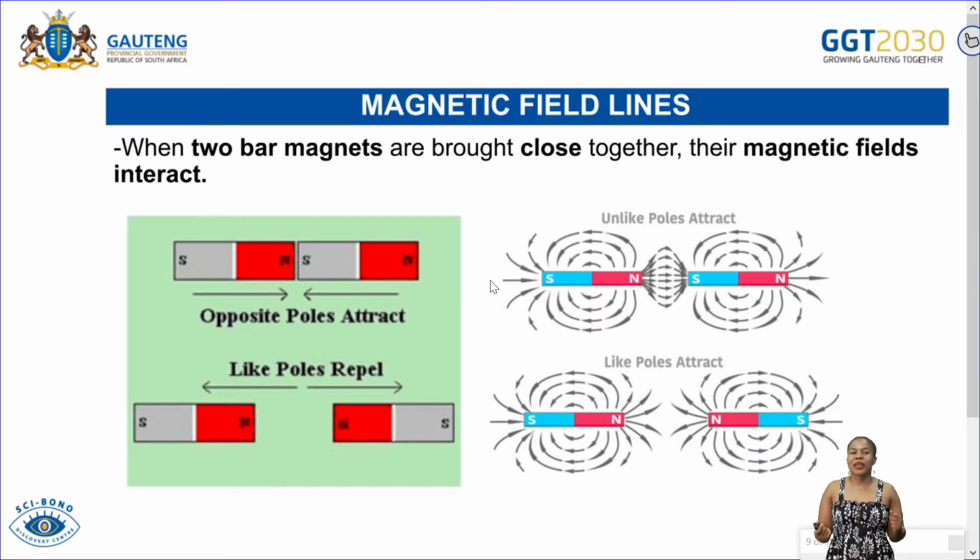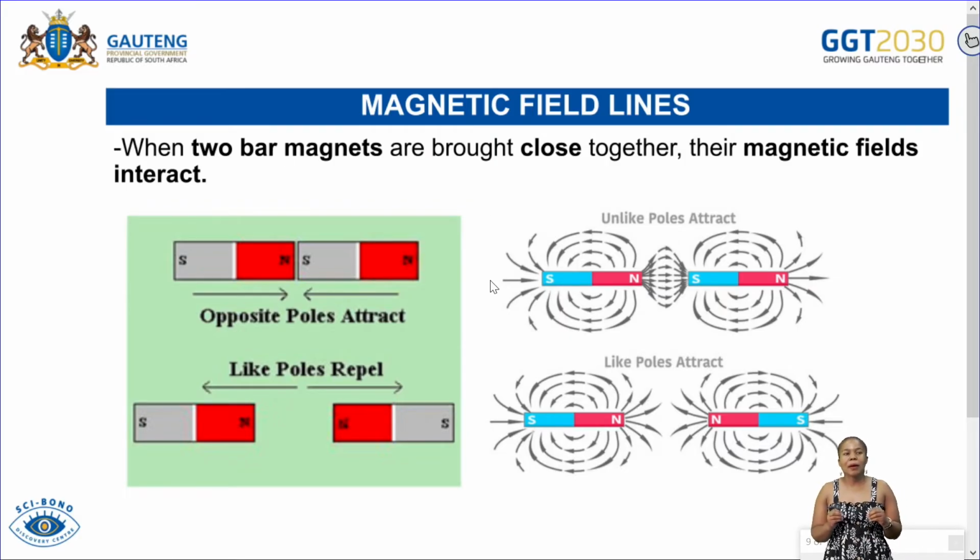But if we bring the like poles, okay, like means the same, like we're bringing the north as well as the other north, what you'll find is that their magnetic fields interact and they repel away from each other. Okay, so this magnet will then push the other magnet on the other side. They will not attract each other because they are of the same. So it's north and north, and then it's south and south.